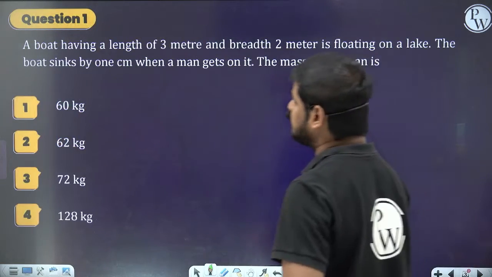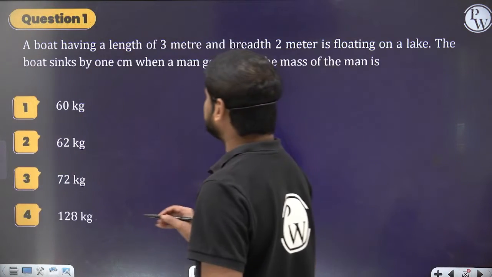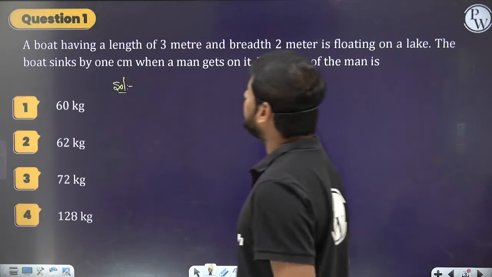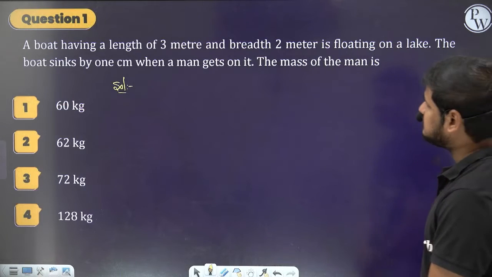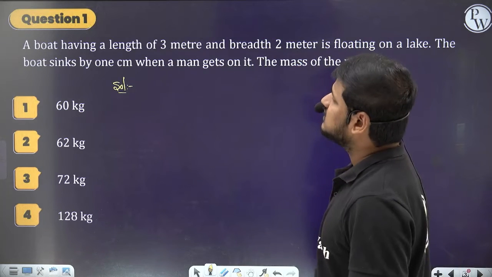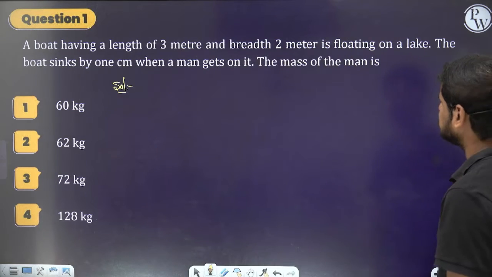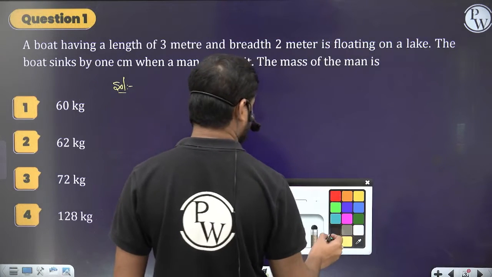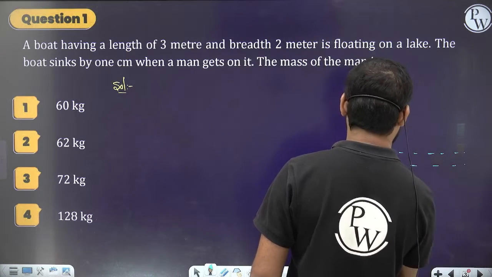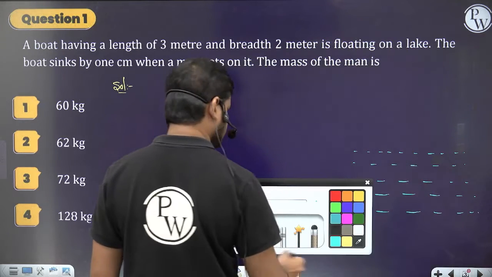So with very high positive energy, let's begin with the homework questions of the last session. Here is the first question. What does the question say? A boat having a length of 3 meters and a breadth of 2 meters is floating on a lake. The boat sinks by 1 centimeter when a man gets on it. They are asking what is the mass of the man. The question is written in simple language. Hope you understood the question. What we have to find first, what is our objective.